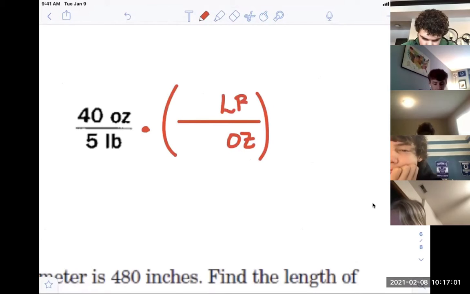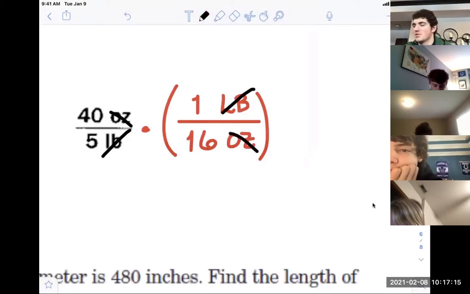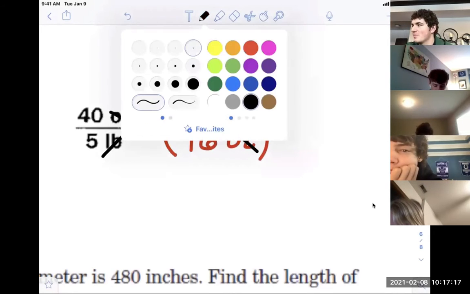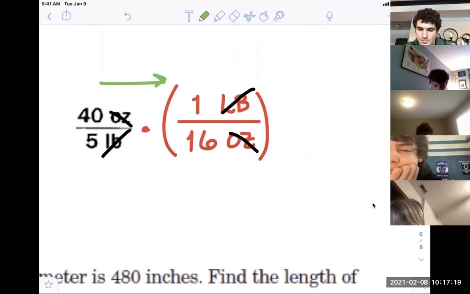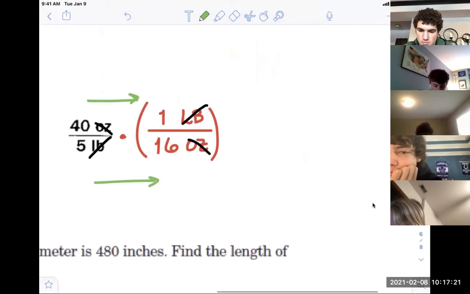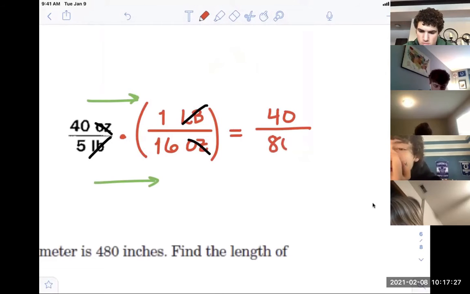I'm going to write this like pound because my lowercase b tends to start looking like a 6. And since we've got 16 ounces in 1 pound, I don't want that to be confusing. Okay, so I'm going to cross out pounds, divide out ounces, and then again, we're multiplying straight across. So anything on the top and anything on the bottom would cancel, but because the numbers aren't really that big, 40 over 80 is equal to 1/2.